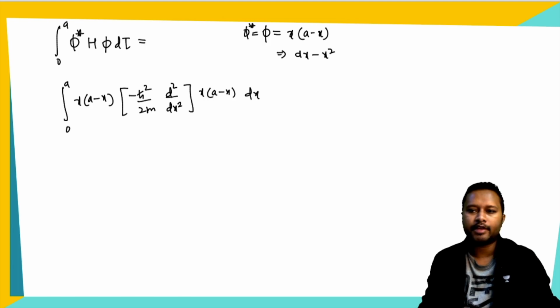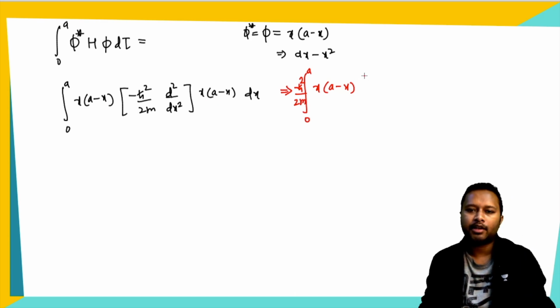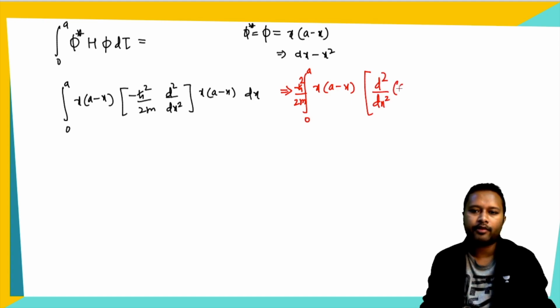Now I just have to solve this. On solving, I get the integral from 0 to a. This is going to be x, and (a minus x) will remain as it is. This part, minus h cross square upon 2m, can be taken outside because it's a constant term, and in the bracket I will have d2 upon dx square of ax minus x square, because if you multiply, ax minus x square is what you get. Yeah, fine, this is what I have done.